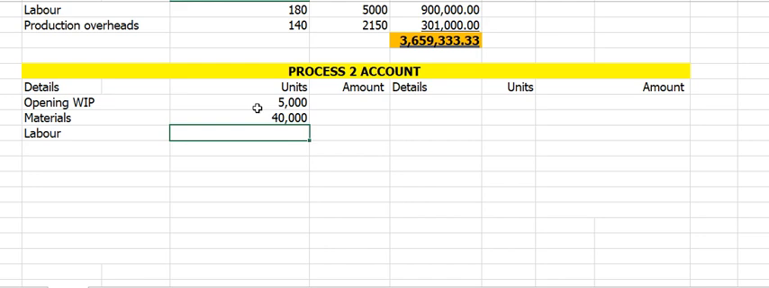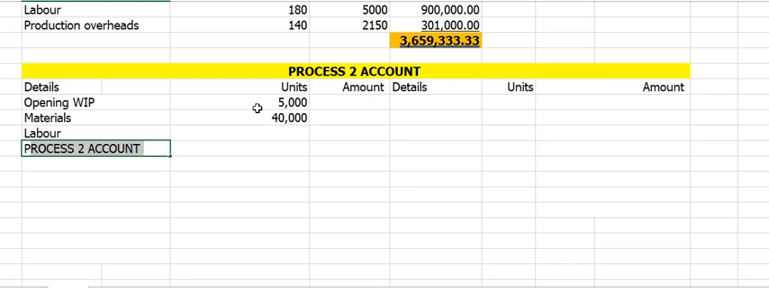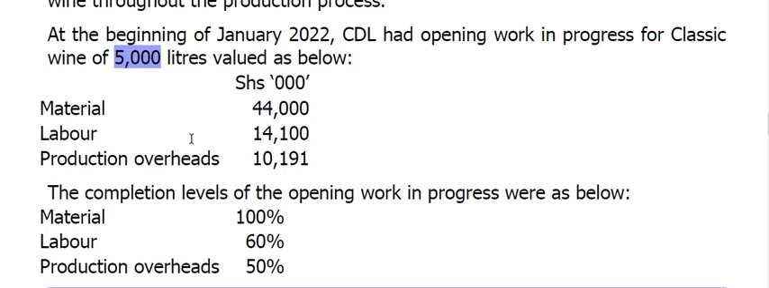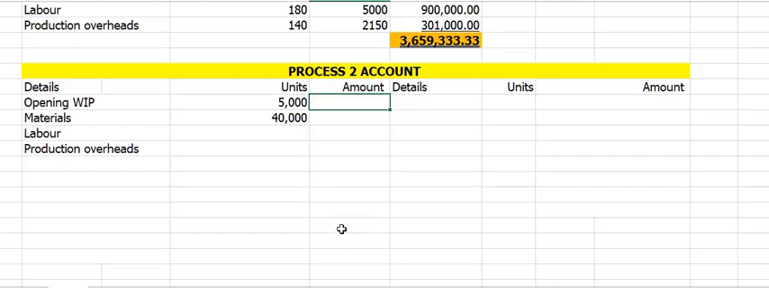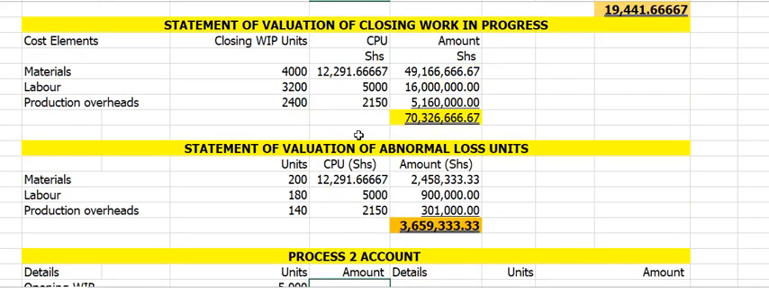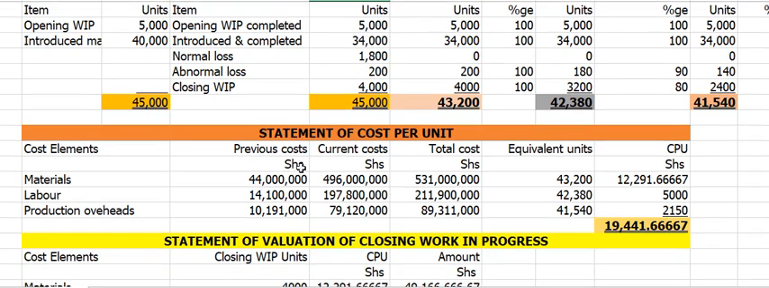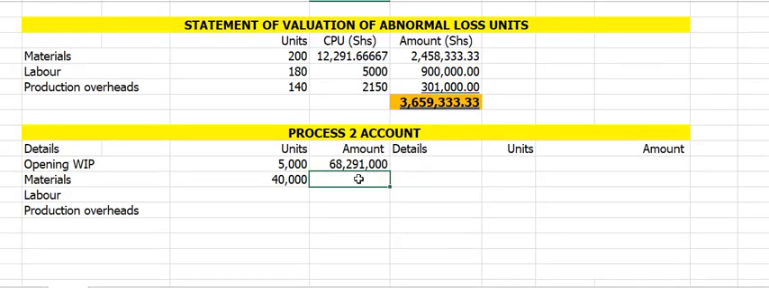But then there was labor. Labor, of course, was given in terms of money. And then the production overheads. Opening WIP, of course, you have to get the total of the previous costs. You have to get the total cost of the work in progress in respect of the materials, labor, as well as the production overheads. So let's add up and see how much we get. There was this plus and then plus. Yeah, that is 68,291.